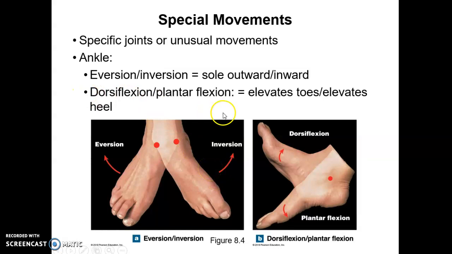Dorsiflexion, plantar flexion. With dorsiflexion, as if you were to take a step forward, you have to lift your toes, elevate the toes, otherwise your toes would drag on the ground. Once you take a step and you go to push off, then you do plantar flexion, toes down, pushing off the ground. Or if you were to kind of go up on tiptoe to look over a fence, for example, that's plantar flexion.